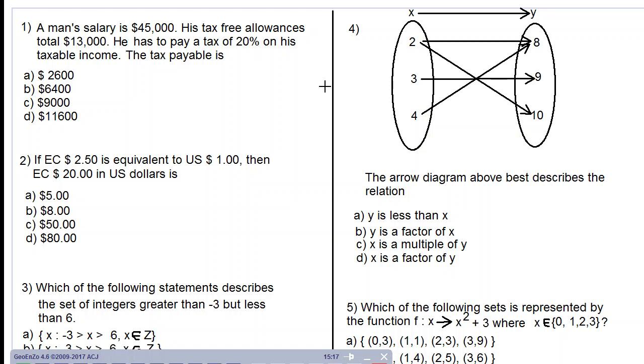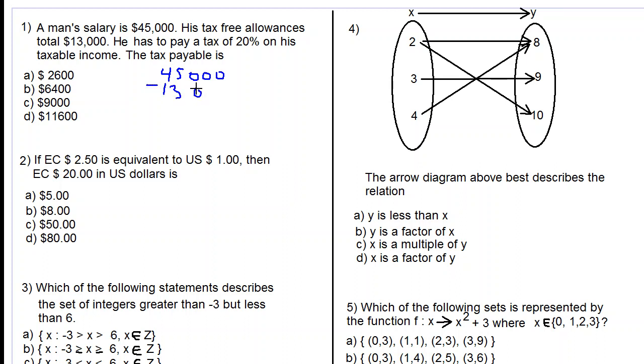Number one, a man's salary is $45,000. His tax-free allowances total 13,000. He has to pay a tax of 20% on his taxable income. The tax payable is... so his tax-free allowances total 13,000. So that means we have to subtract 13,000 from 45,000 to find out how much money is taxable.